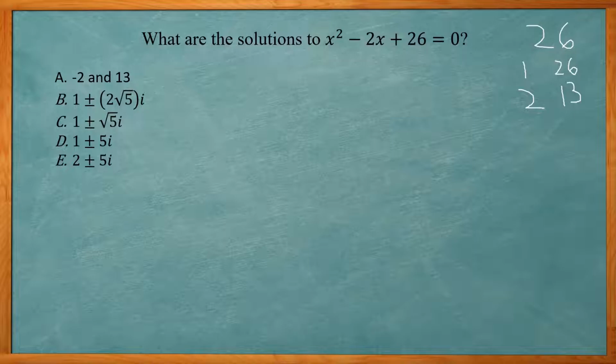Now none of those can add up to our b term, negative 2, so I can't factor to solve this. So when you can't factor, you're forced to use the quadratic formula.